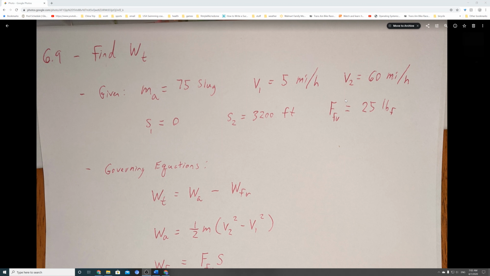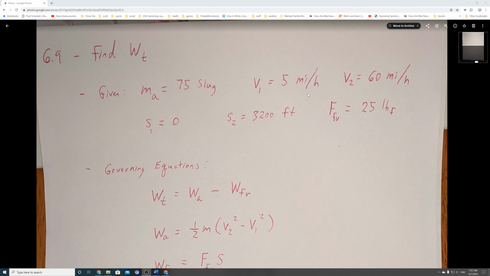Okay. So what are we looking for? We're looking for the total work. We're given some initial quantities. We have the mass in slugs, 75 slugs. So we know since it's in slugs, this is going to be the USCS system. Velocities are also in USCS units. The distance is in USCS, and the force of friction is in USCS. So everything's in the USCS unit system, so we know we don't have to convert to SI. We can just stay in the USCS system, right?